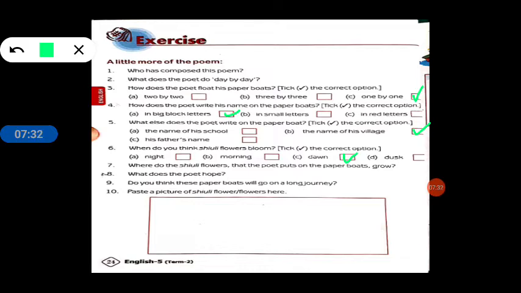I hope you have understood very well, and after posting this video I will send the key answers of this poem. You have to copy them down in your notebook neatly and get ready for the upcoming examination.